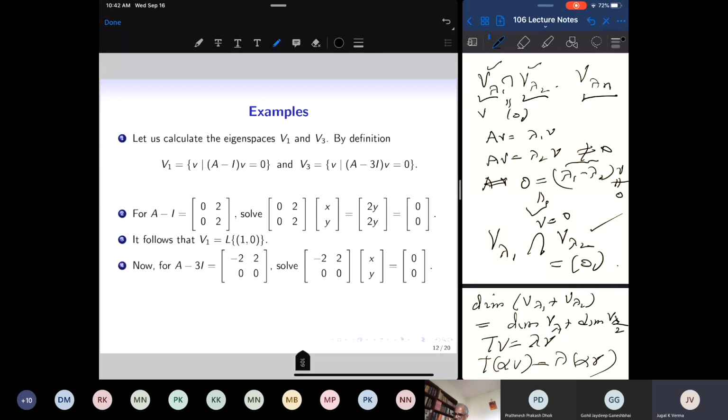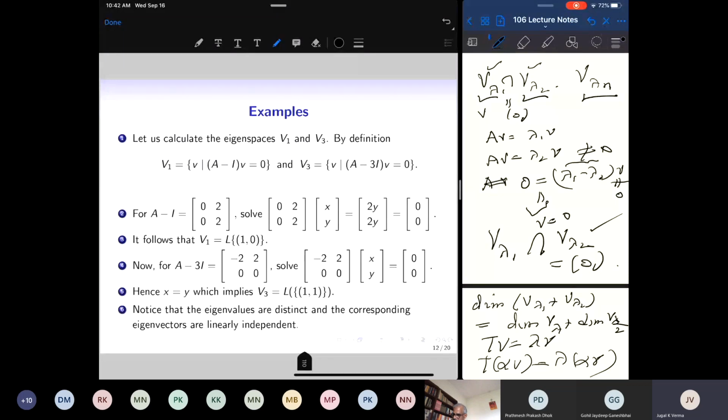And similarly, look at eigenvalue 3. Then you form this matrix A minus 3I. This is again a rank 1 matrix, so the null space will be one dimensional, and therefore the eigenspace corresponding to eigenvalue 3 will also be one dimensional. You solve this system (A minus 3I)v equal to 0, and again you will get that V3 is the linear span of (1, 1). So there are two eigenspaces. One is in the direction of (1, 1), and another is in the direction of (1, 0).